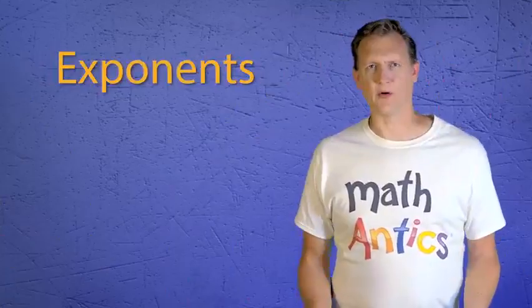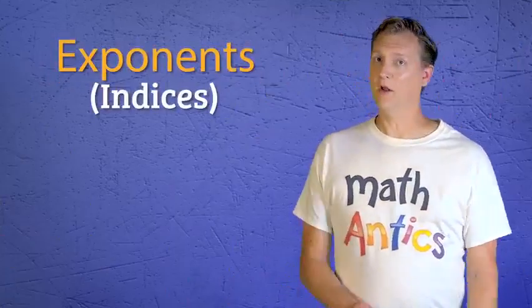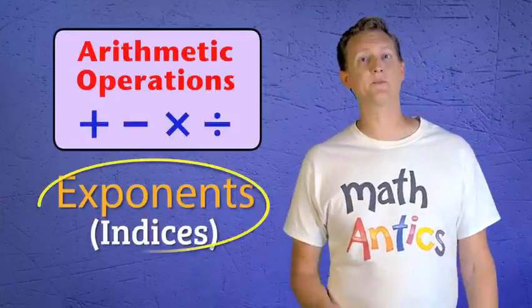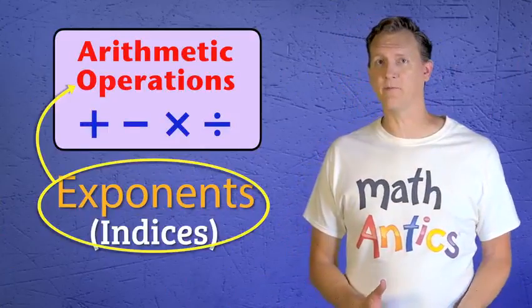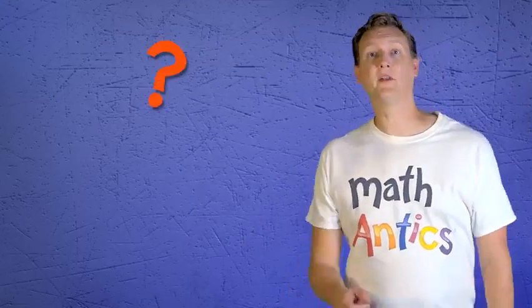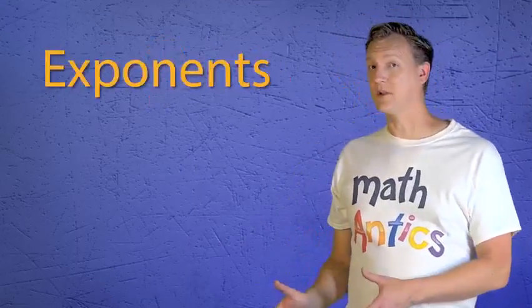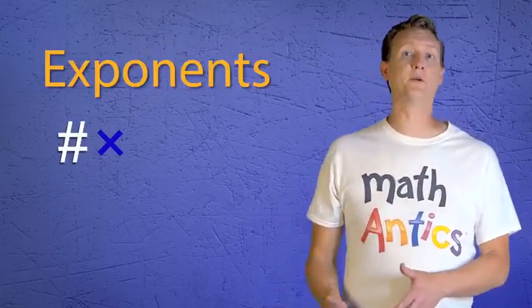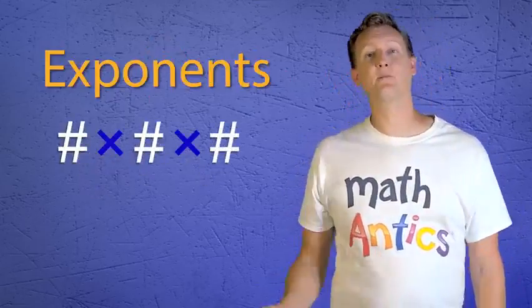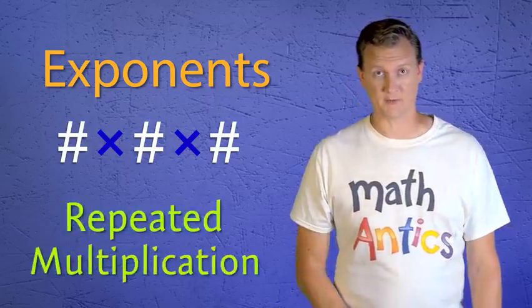Toodle pip. Alright then. But what are exponents, or indices? Well, just like the four main arithmetic operations that we use in math, exponents are a type of math operation. They tell us what to do with numbers. Okay, but what do they tell us to do? Exponents tell us to take a number and multiply it by itself a certain number of times. In other words, exponents are basically repeated multiplication.